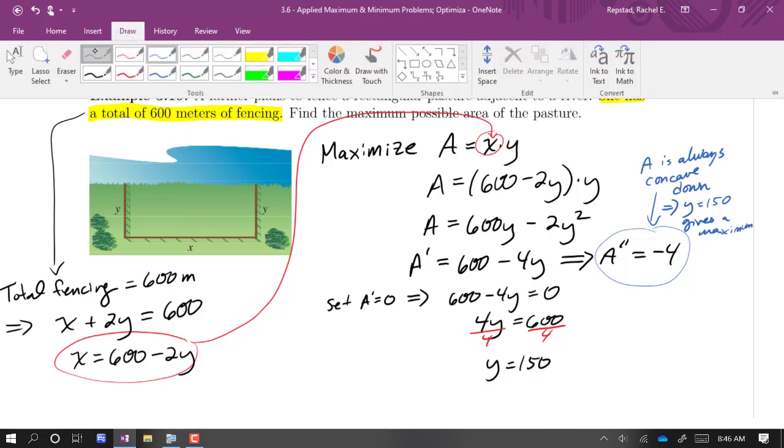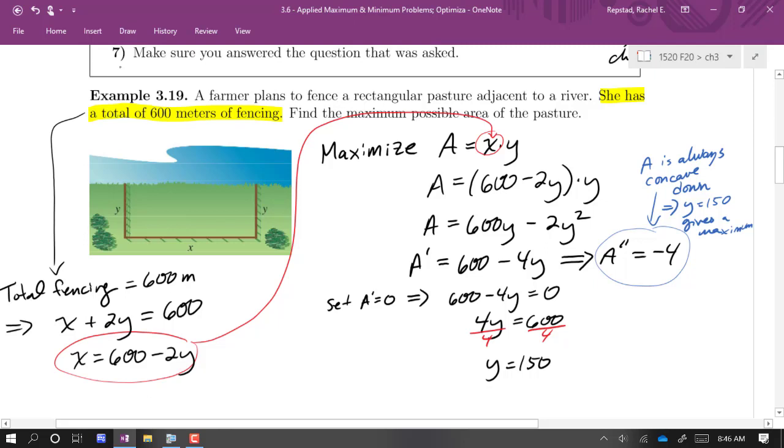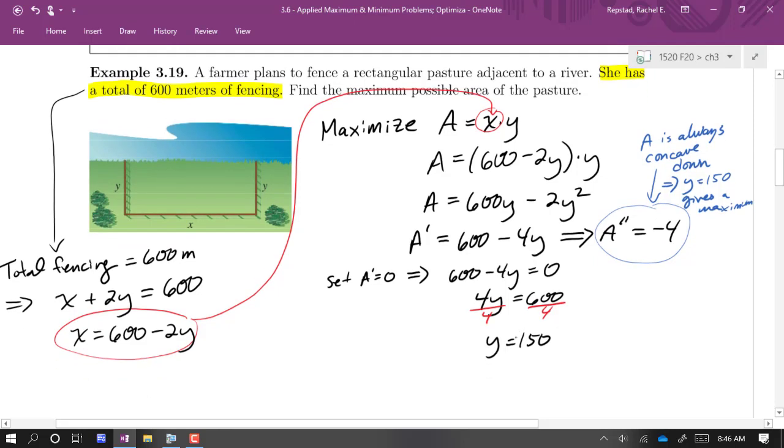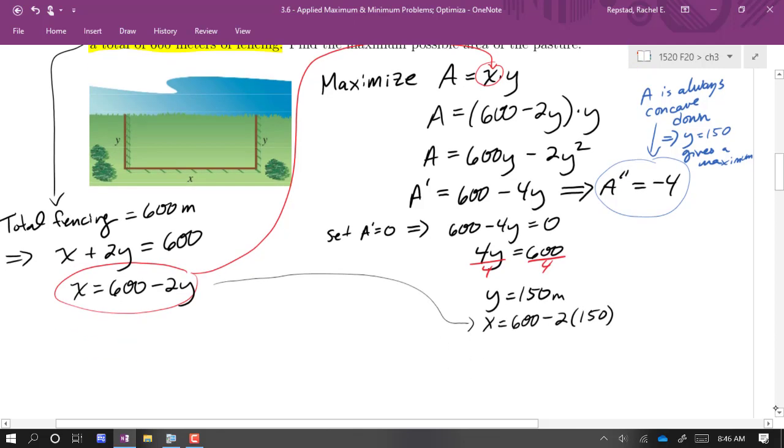Let's go ahead and find x. So y is 150 meters. We can find x just by using this equation that we found. x is 600 minus 2 times 150, and that's 300. So we know x and y.